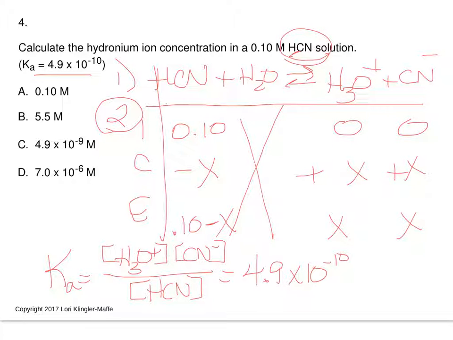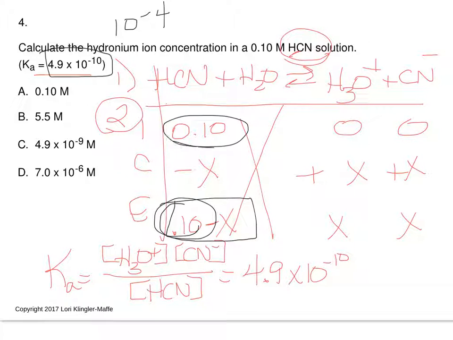So let's look at the X we're thinking about neglecting right here. Typically, if the Ka is of the order of 10 to the minus 4 or more negative, then you're safe. And that's presuming your original concentration is not that small also. In this case, with the Ka of 10 to the minus 10 and a 0.1, which is just 10 to the minus 1, you're very safe in neglecting X.